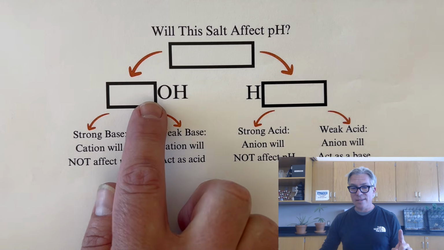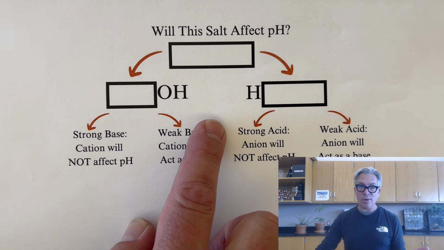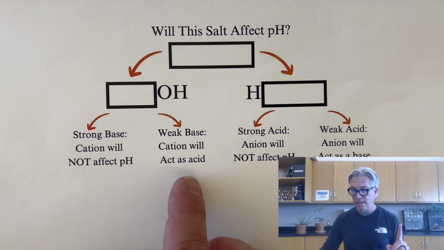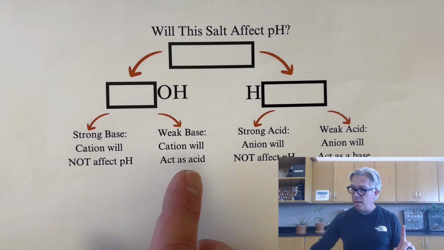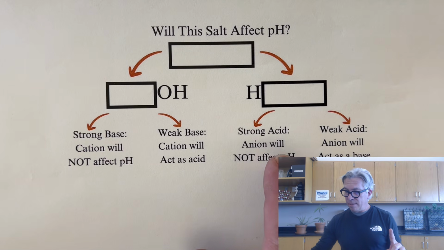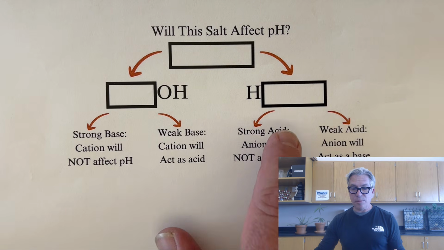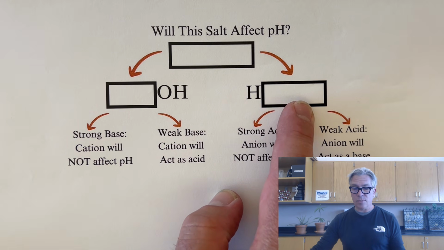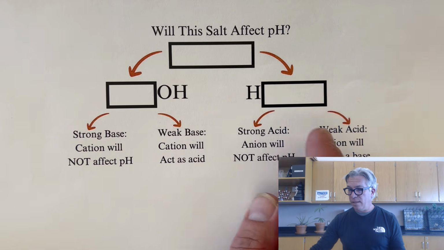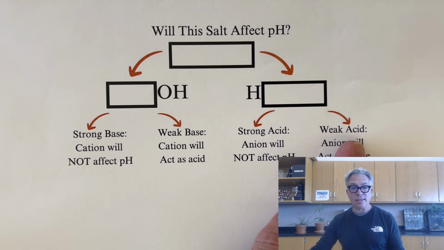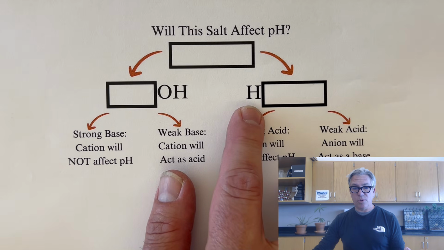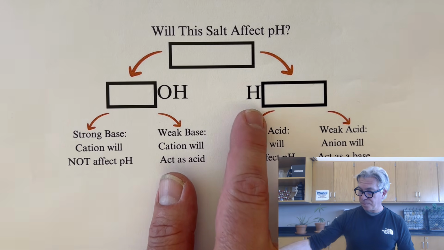But if it's a weak base, the cation will actually want to get the OH back, and it will act as an acid. Okay? And if it is a strong acid, then it's not going to affect the pH because its conjugate ion is very, very weak, and it's not going to do much. It doesn't want to get its hydrogen back. And if this is resulting in a weak acid, it'll make the solution basic because it'll want to get that proton back and exist in equilibrium.